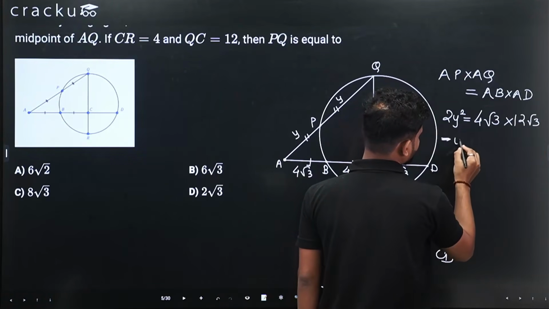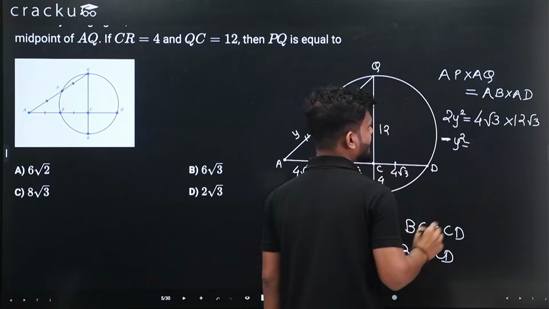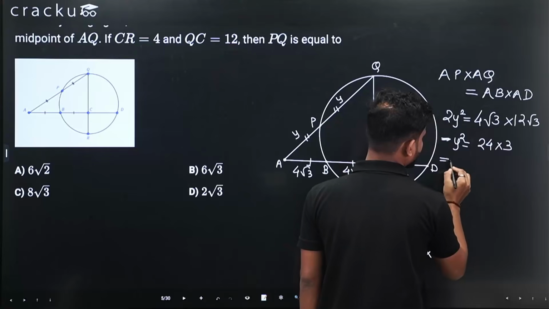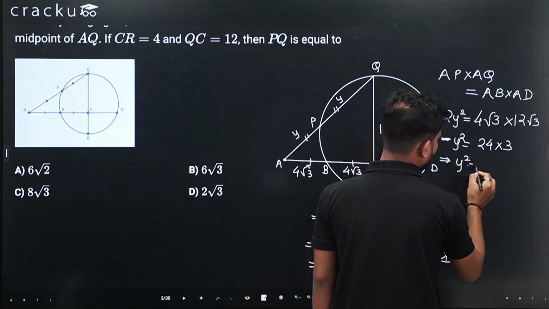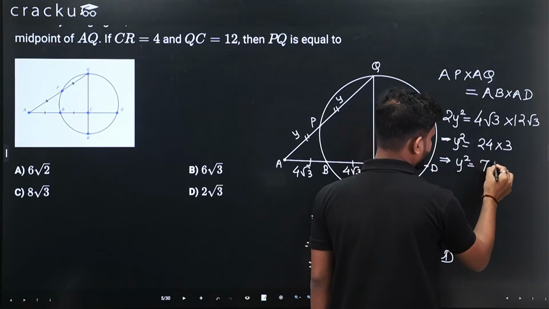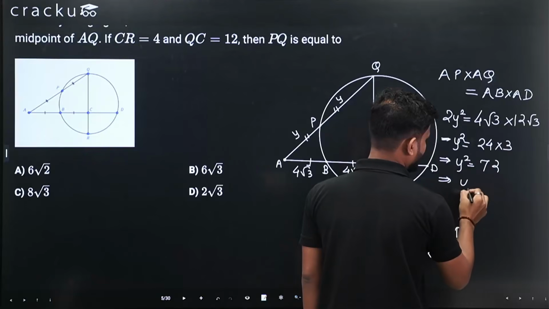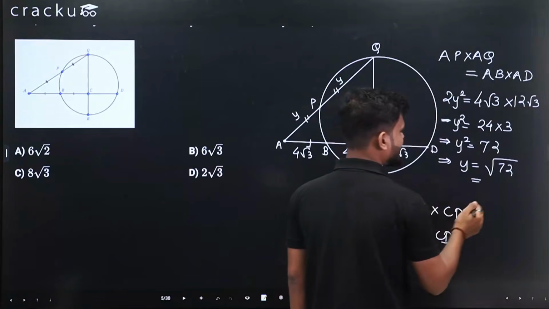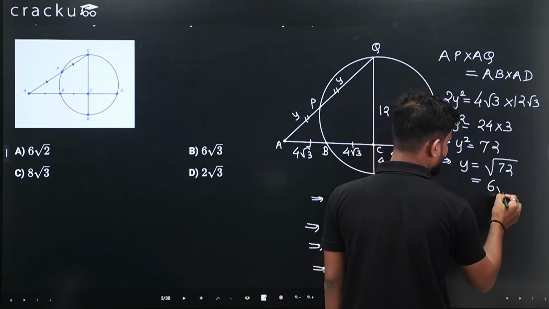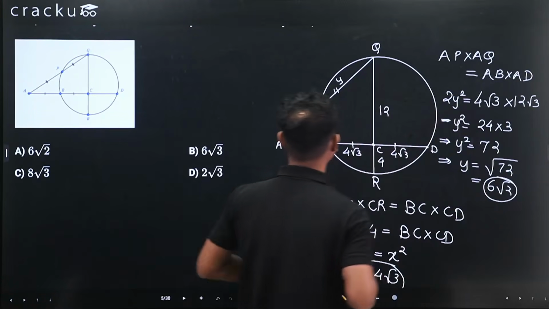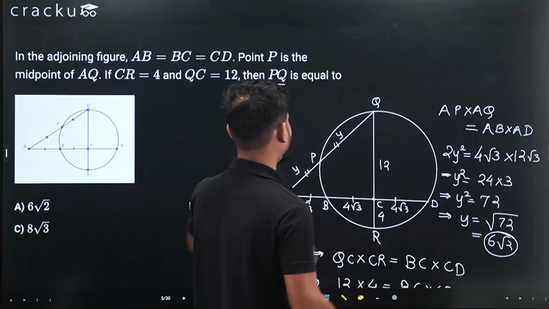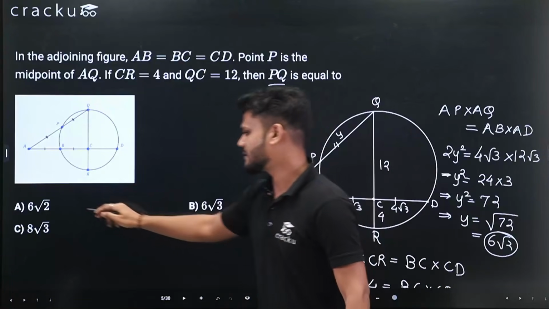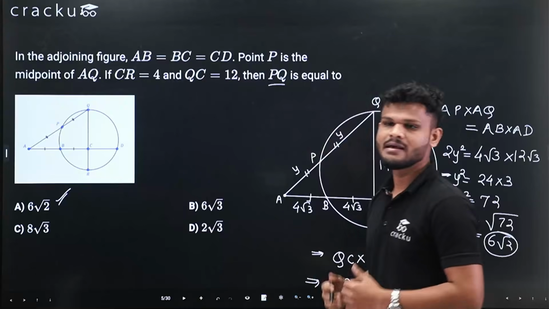This gives 2Y square equal to 4 root 3 into 12 root 3, or this is nothing but Y square equal to 72. Then what will be Y? Y will be under root 72. And what is under root 72? It is 36 into 2, so 6 root 2. This is the value of Y. We need to find the value of PQ. PQ is also equal to Y. So 6 root 2 is the correct answer here. So option A is the correct choice.